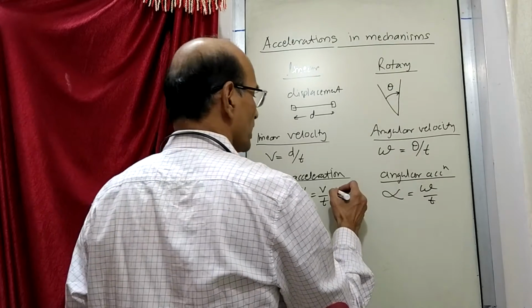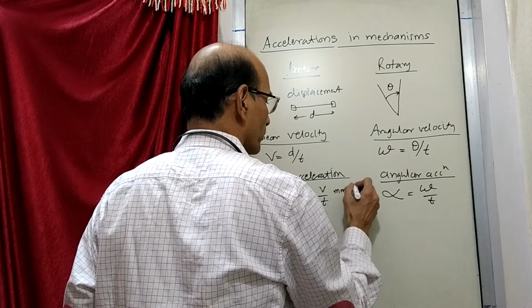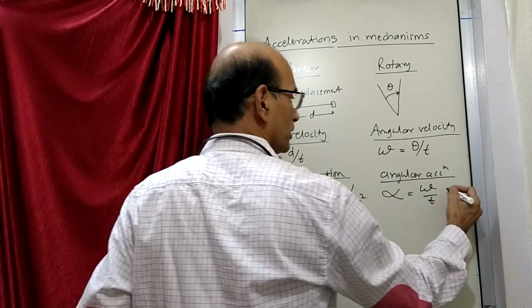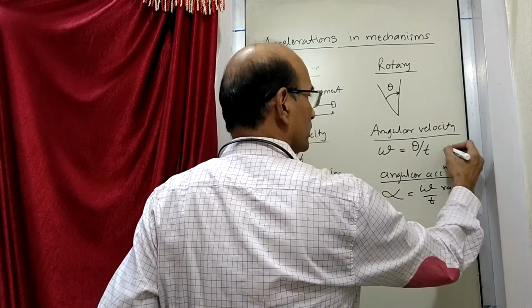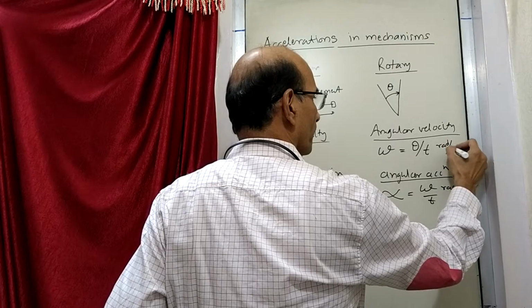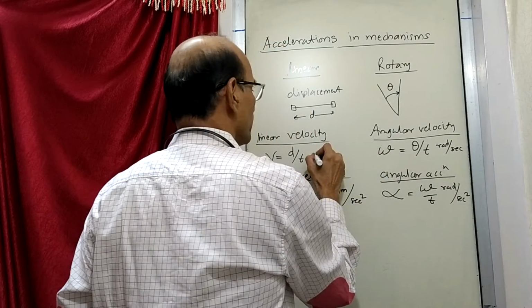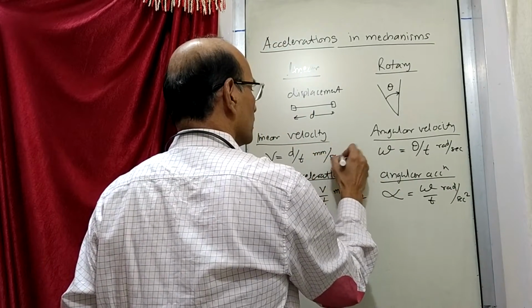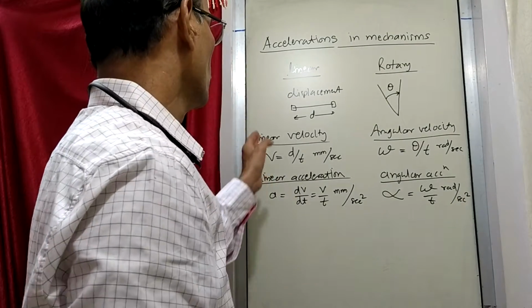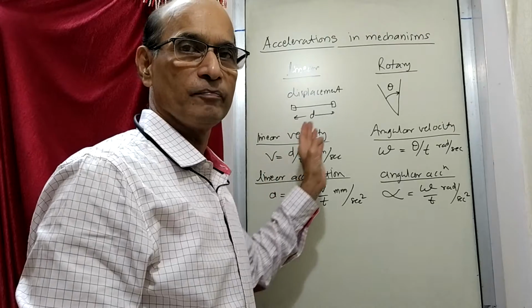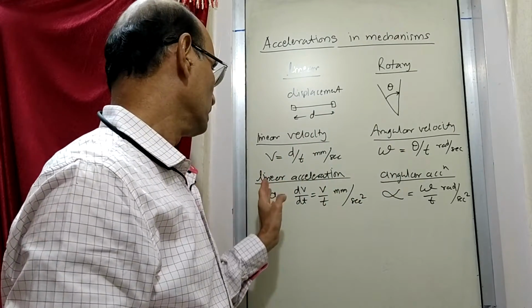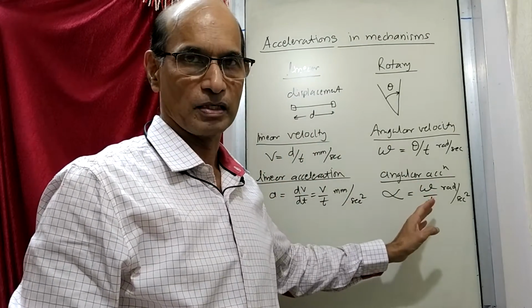Here the unit is length unit per second square. Here it is radians per second square. This is radians per second. This is millimeters or meters per second. So: distance, angle, linear velocity, angular velocity, linear acceleration, angular acceleration.